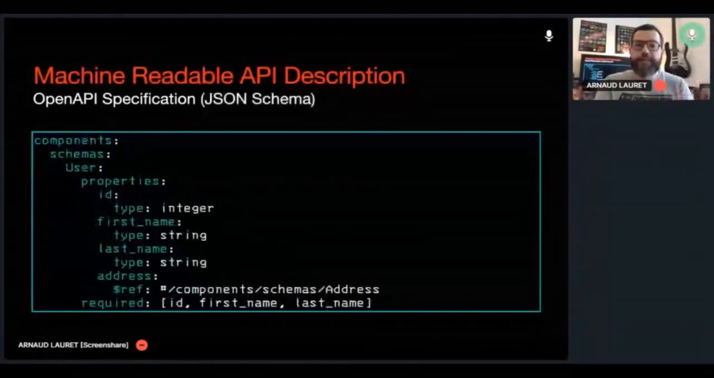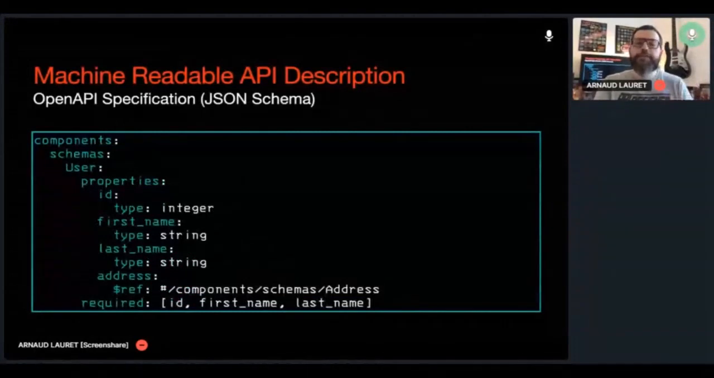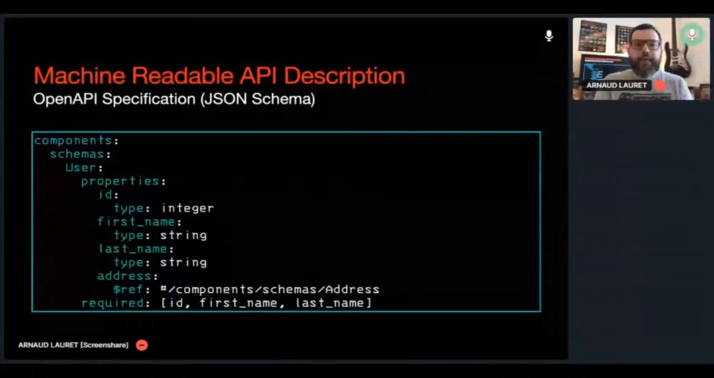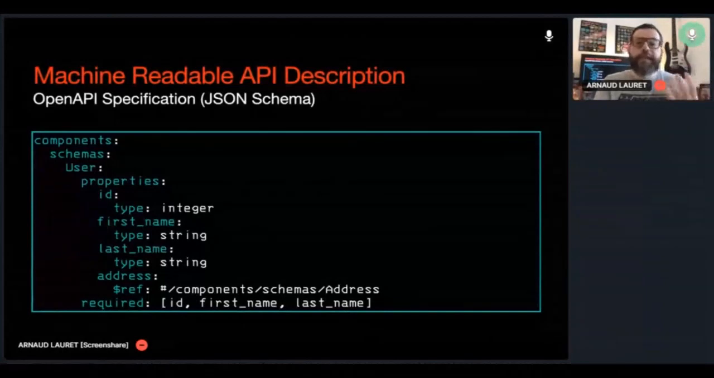To describe data, the OpenAPI specification relies on JSON schema, which allows us to tell, for example, that a user is an object composed of a required ID, first name and last name, and an optional address property, whose type is defined by another JSON schema. Now that we have a machine-readable description of an API, we can analyze it with a linter.